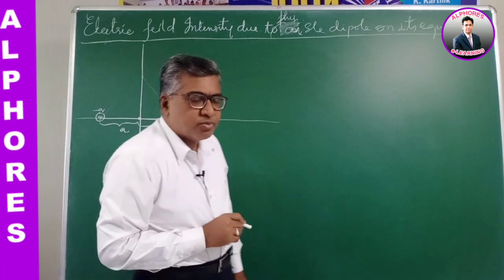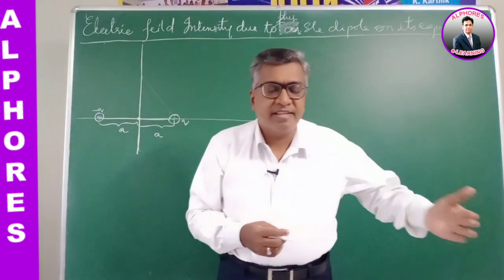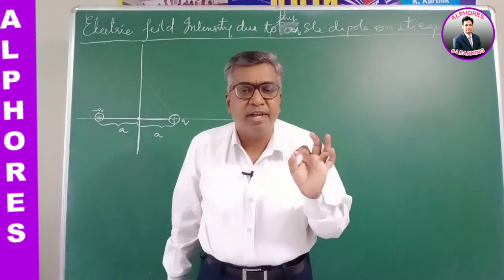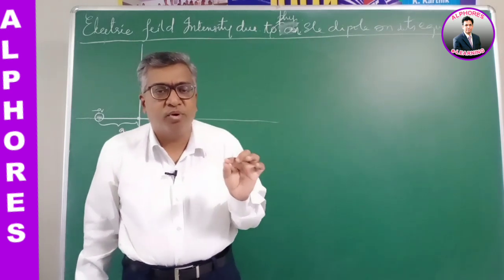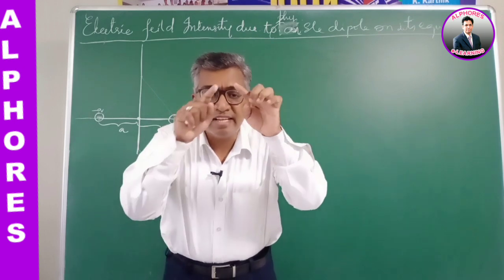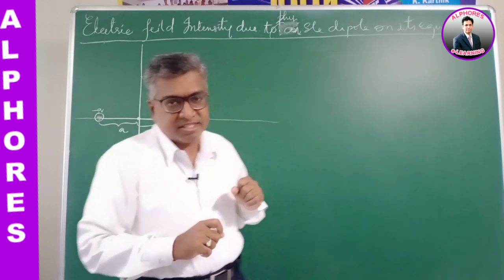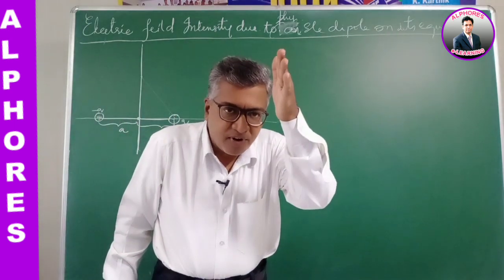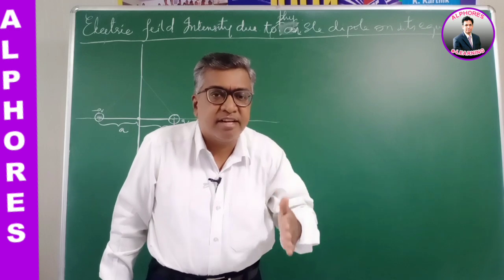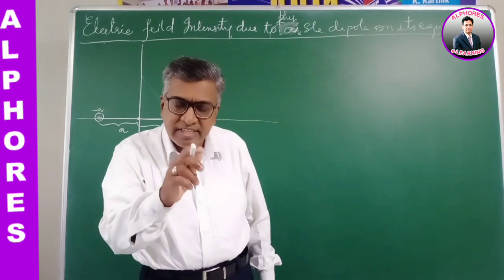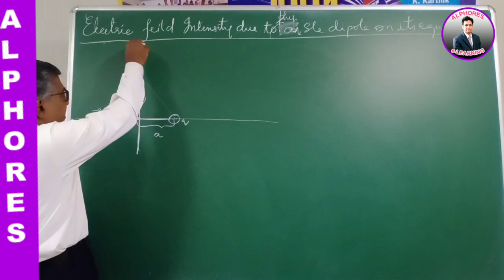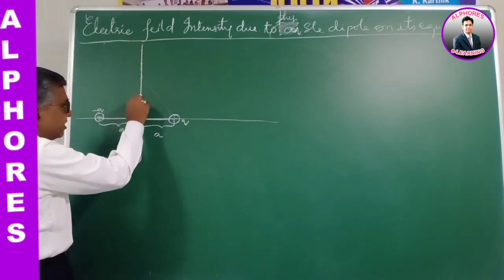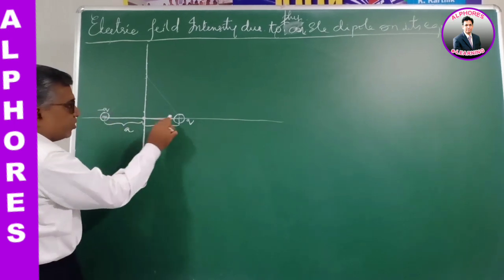Sometimes you will be asked the question differently: instead of asking you to find the electric field intensity on the equatorial line, it says find the electric field intensity due to a dipole at a point which is at equal distance from both the charges, equidistant from both the charges. You know, the set of all the points which are equidistant from both the charges of a dipole is an equatorial line, the locus of all the points which are at equal distance from both the charges.